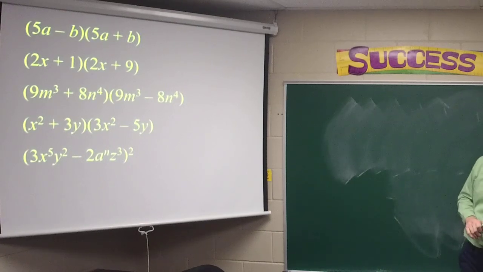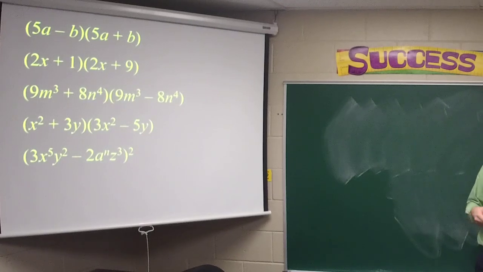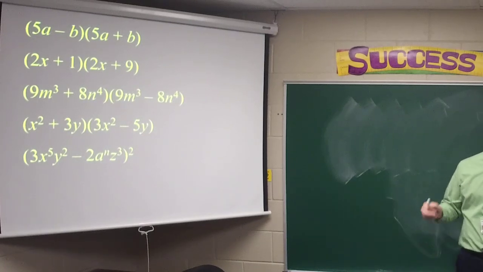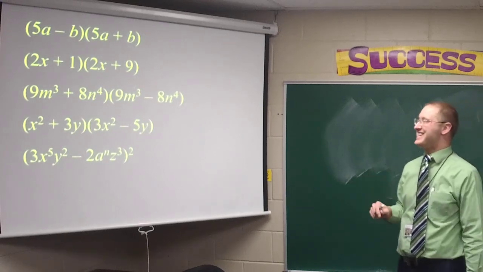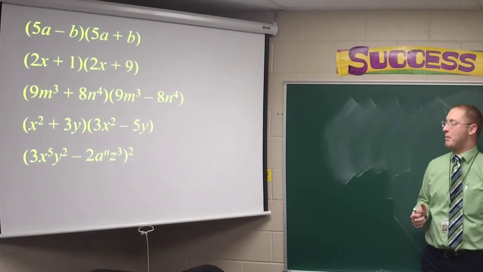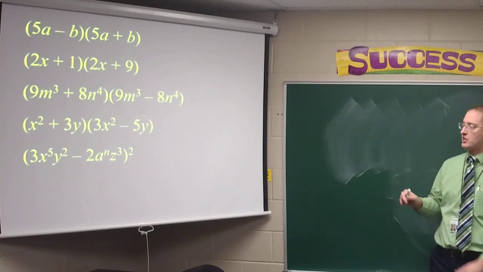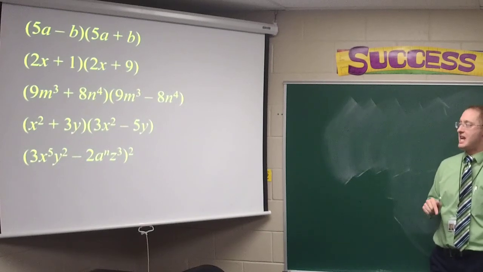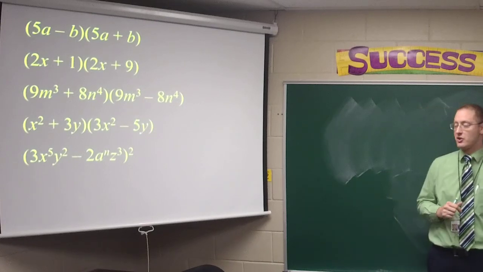And then our very last problem, class, is obviously a binomial squared. It's a big one, yes. When you square a binomial, you get a perfect square trinomial. When you do what three things? When you square the first, you get a 9x to the 10th, y to the 4th. Jump to the end, you square the last, that should be a positive 4a to the 2n, z to the 6th. And when you multiply and double, it's going to be a negative 12, a to the n, x to the 5th, y squared, z cubed. Keep those letters in alphabetical order.